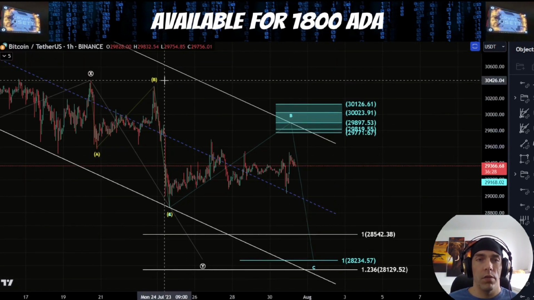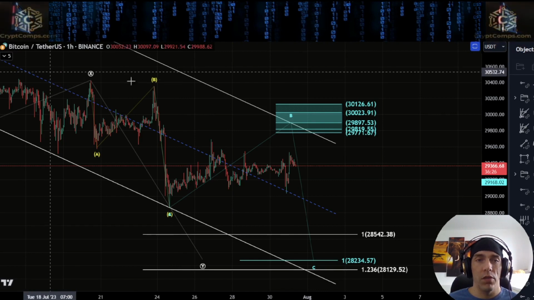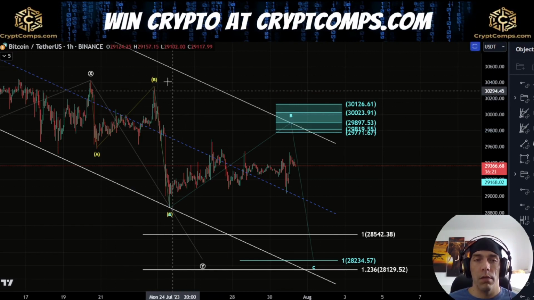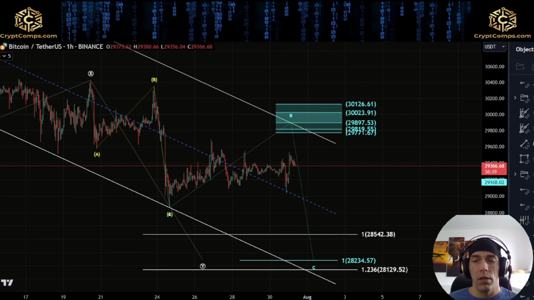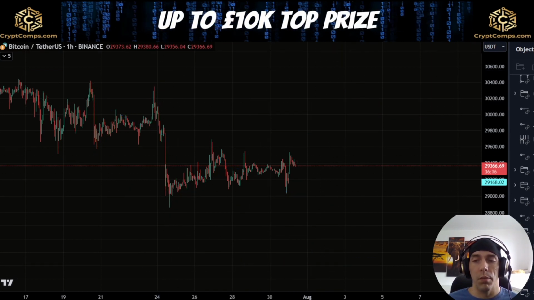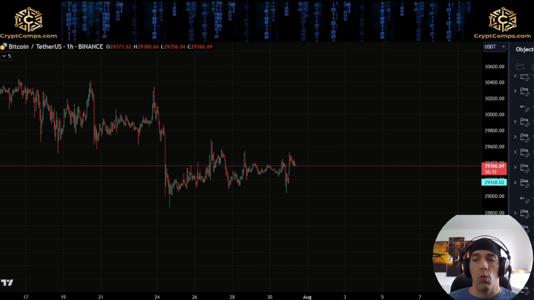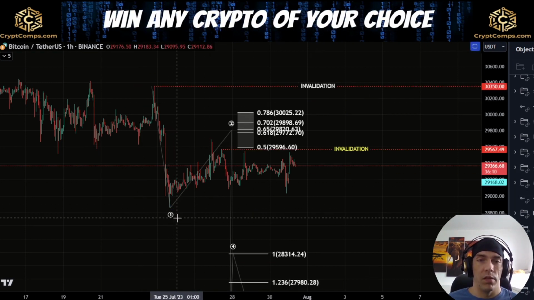Now invalidation of this would be coming back above these highs. So this is going to be the important thing here. As long as we remain below these highs here, we do have potential that we could see this downside idea play out, either in that way, or alternatively looking for that more bearish idea where we could see this as a 1 and a 2.